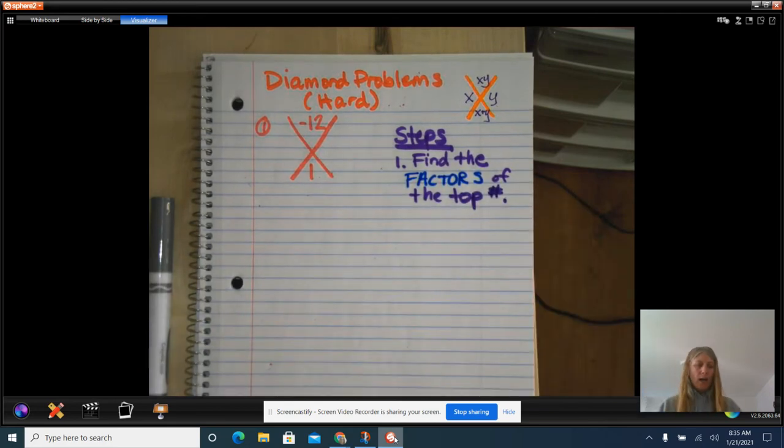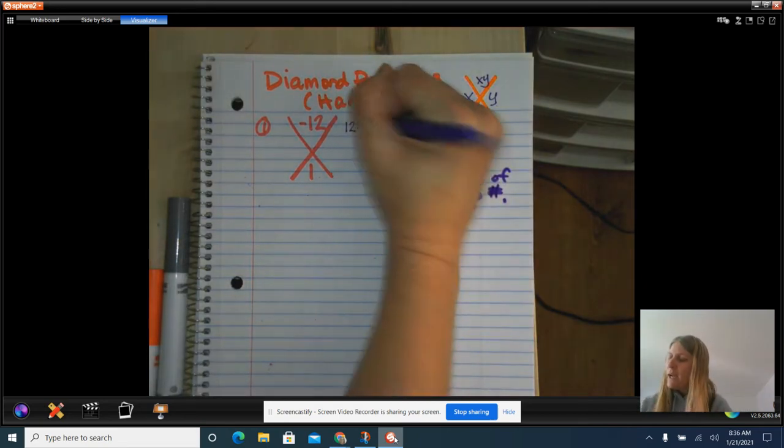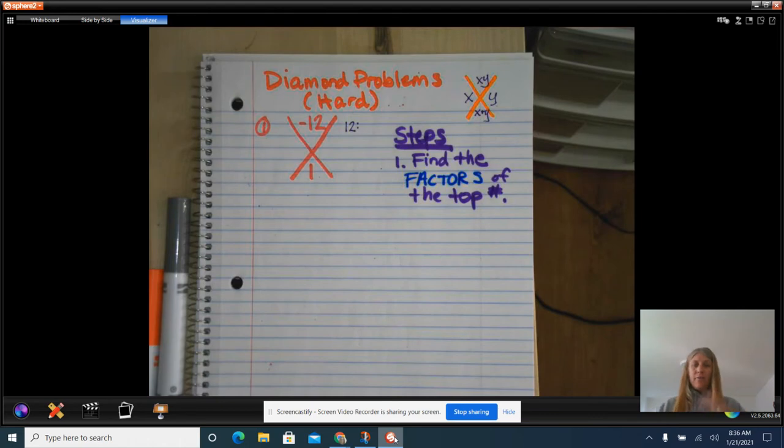So in this case, our top number is negative 12. But as we're finding the factors, we're going to ignore the negative. We're going to find the absolute value. So we're just going to be looking at the number 12. And so we're going to go ahead and find the factors. Now, there are factors and multiples. Multiples are multiplying the number. Factors are the facts that make up the numbers, all the numbers that multiply in order to make up that number. So when I'm talking about the multiples of 12, I'm looking at those numbers that multiply together to get to be 12. And they are going to be integers, not decimals or fractions.